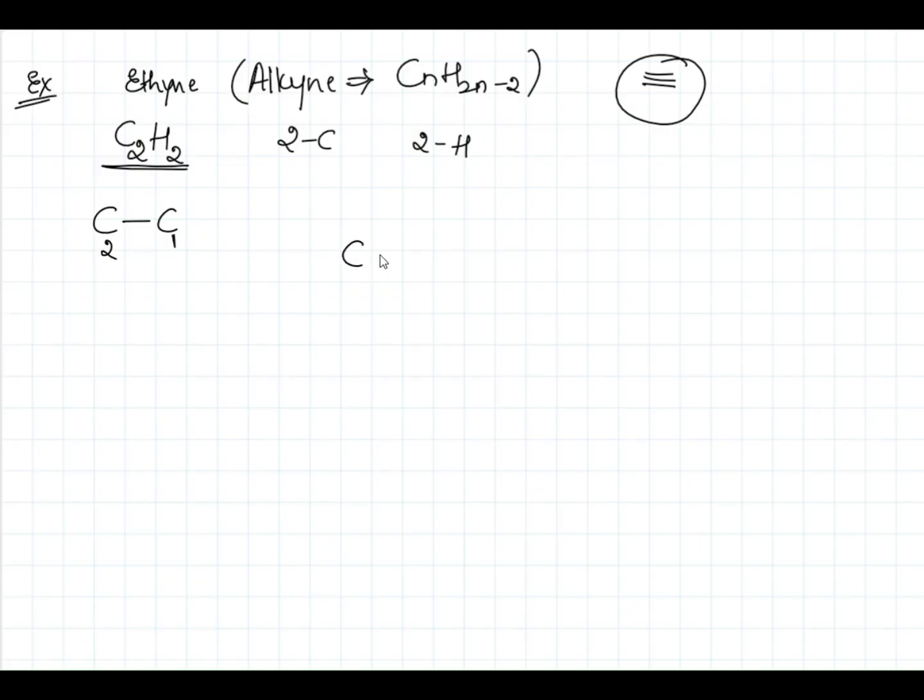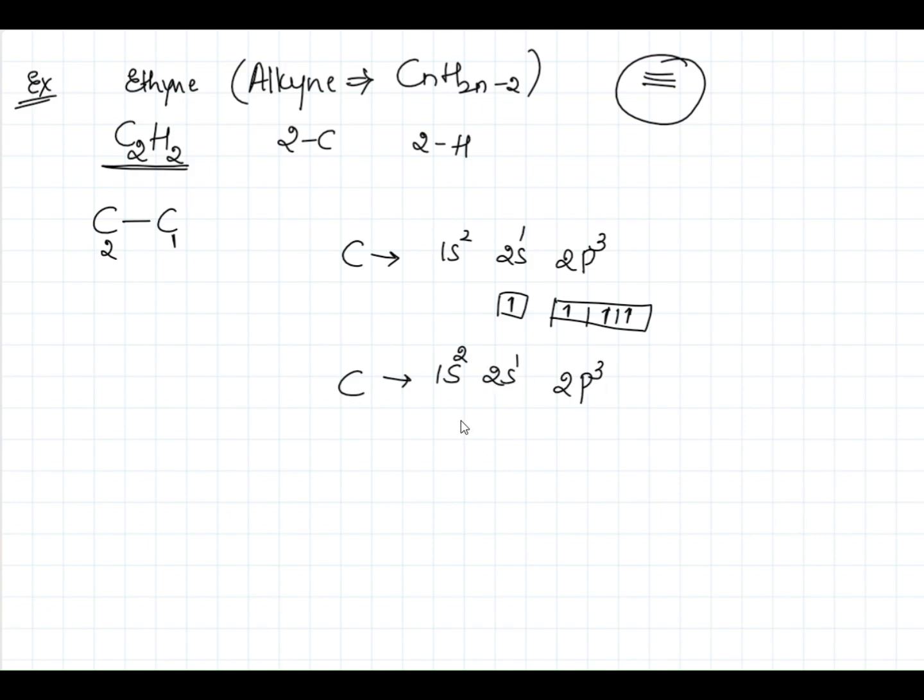So the carbon will exhibit the electronic configuration 1s2, 2s1 and 2p3, where the s orbital has 1 electron and the p orbital has 3 electrons. Similarly, the other carbon has the same electronic configuration, 1s2, 2s1, 2p3, with 1 electron in the 2s orbital and 3 electrons in the 2p orbitals. Now each carbon is bonded with another carbon and one hydrogen, right?